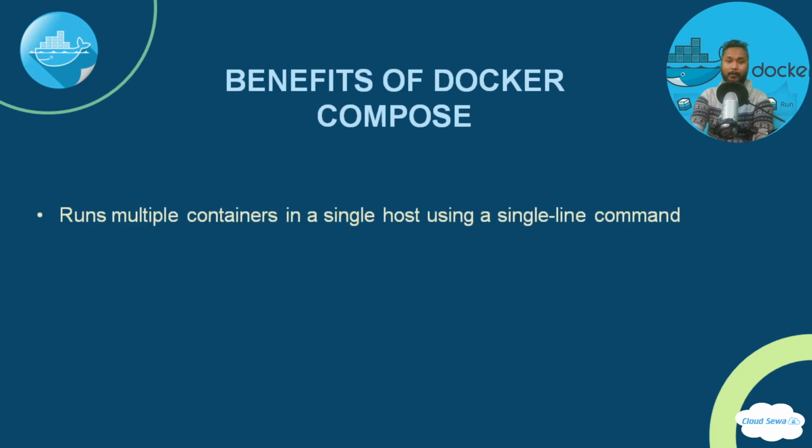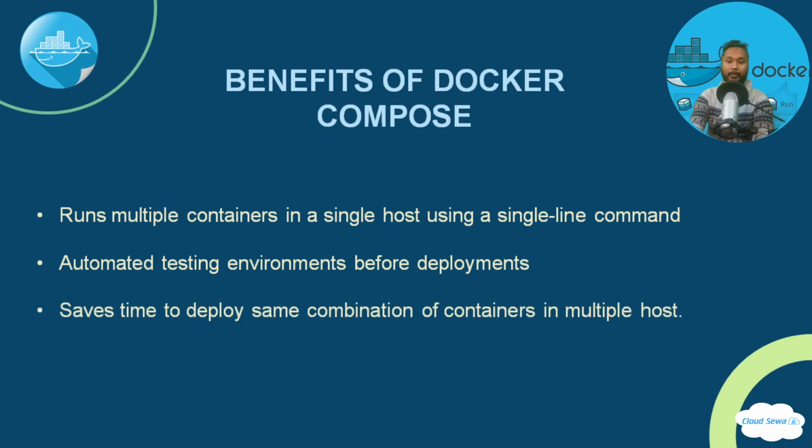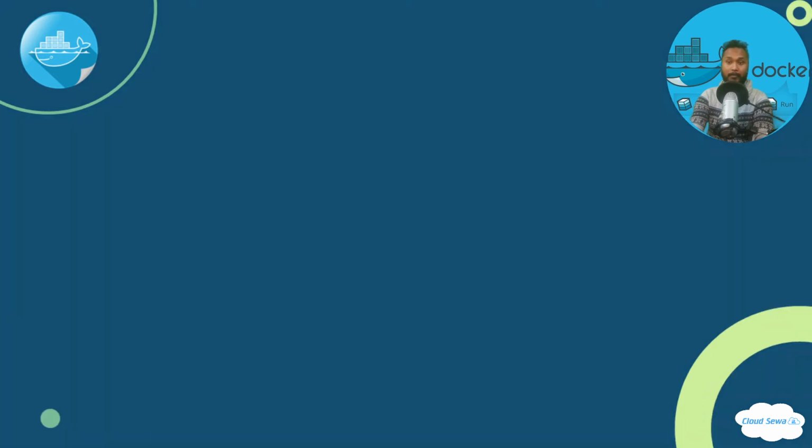So now let's discuss what the benefits of Docker Compose are. With the help of Docker Compose, we can run multiple containers on a single host using a single line command. That is the main benefit. It also provides an automated testing environment before deployments, and it saves time to deploy the same combination of containers which host a Docker application on multiple hosts.